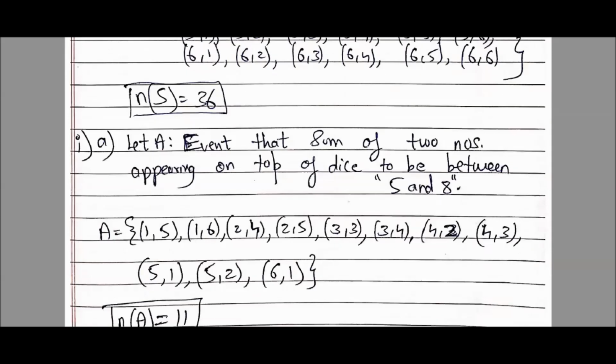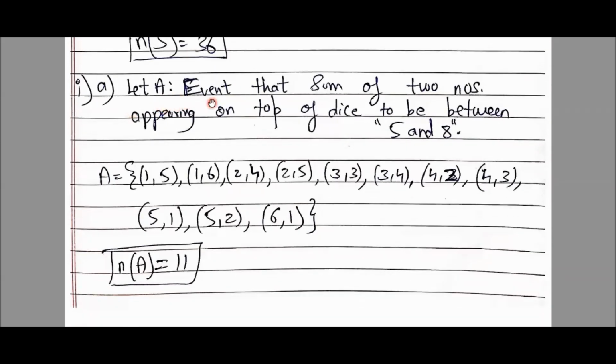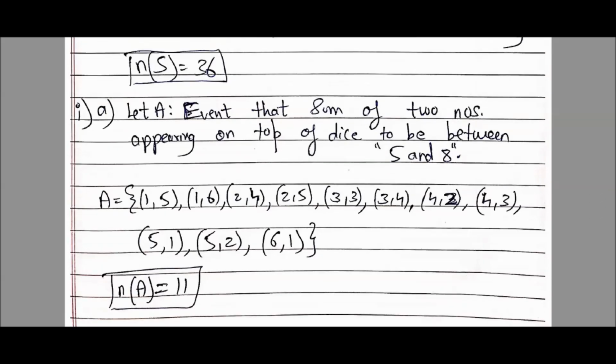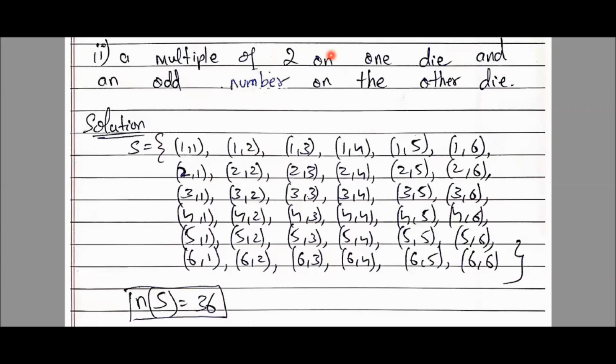First, I'll make the event. See on the screen. Let A be the event that the sum of two numbers appearing on top of the dice is between 5 and 8. I have written the answer over here, but let's solve it together. Come back to the original sample space, students. This is your screen. Now, as always, I'll distribute hearts here.